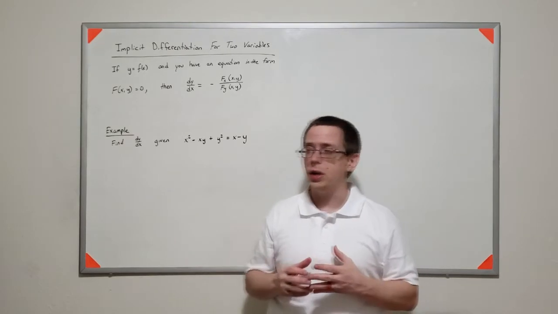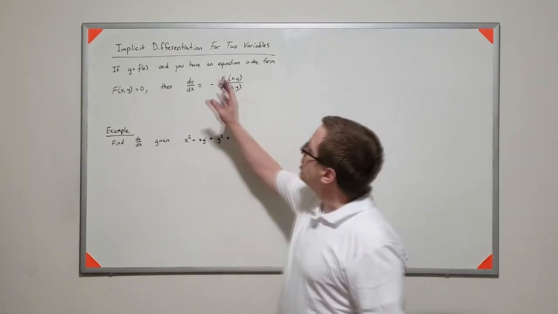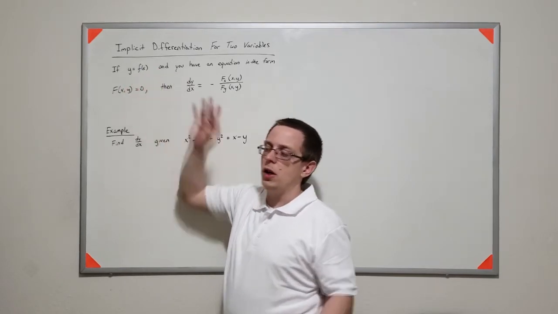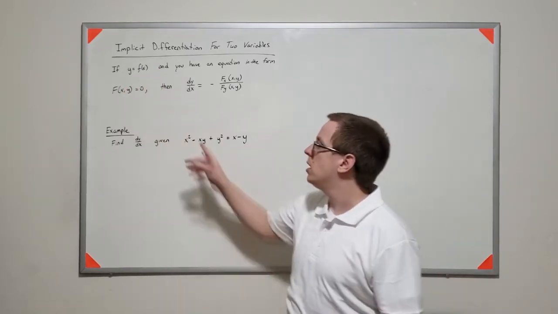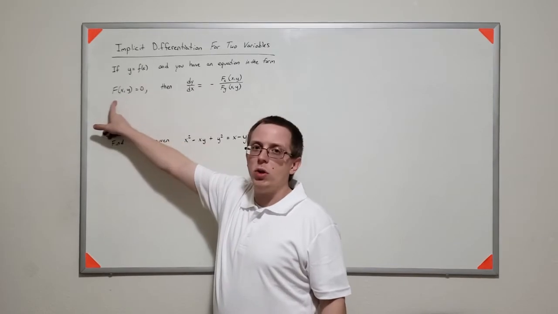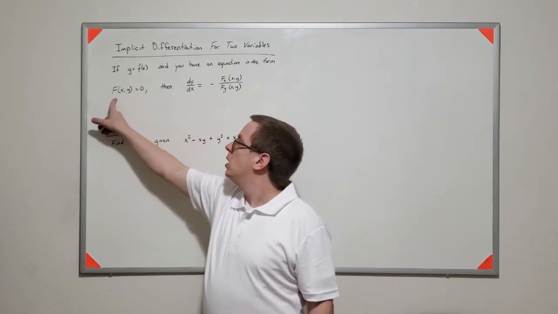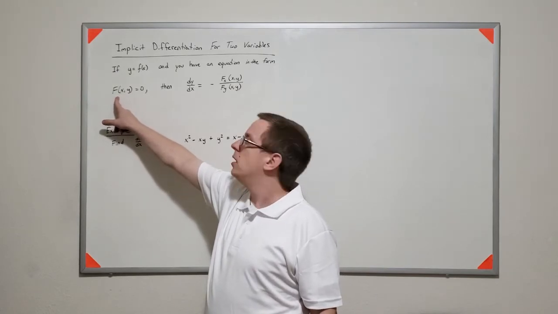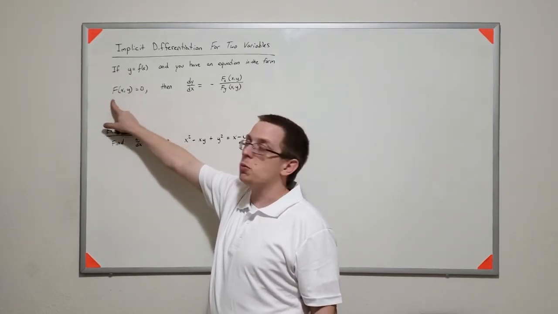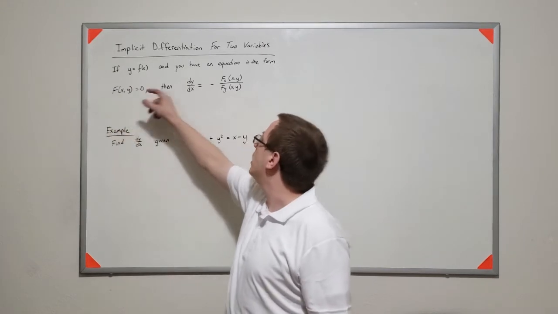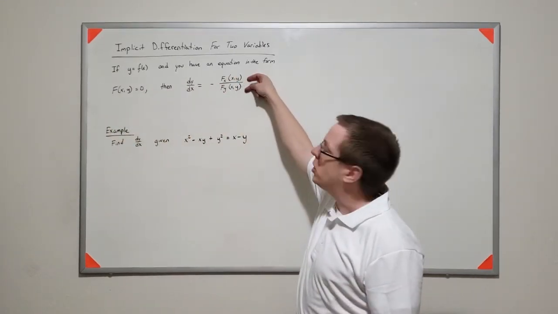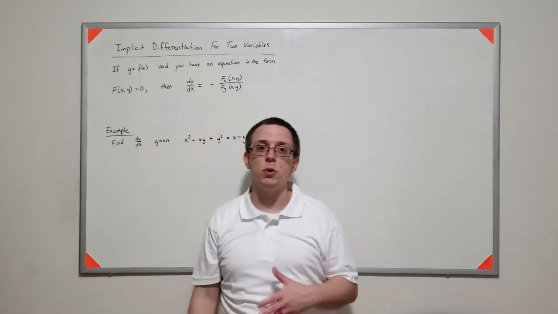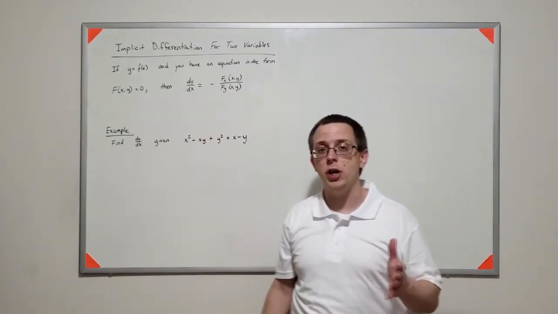So one cool thing is that if we take some sort of equation, and we know that y is a function of x, and we set everything on one side of the equation, then we can take the partial of this left-hand side with respect to x, and we can take its partial with respect to y, divide them by each other with a negative sign, and that actually gets us the same result as if we had done implicit differentiation the other way.